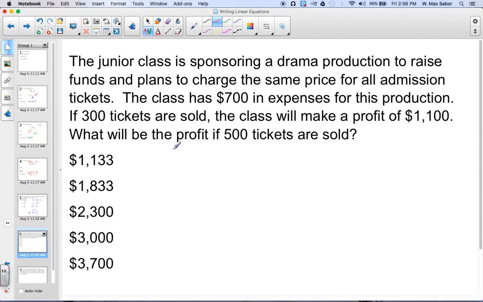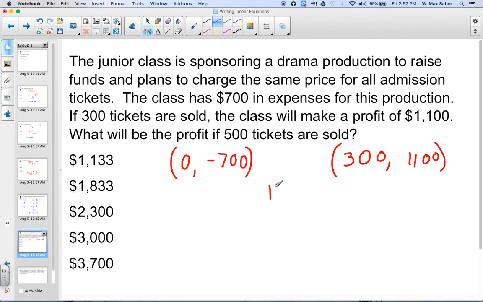One is the number of expenses. We can see that if they sell no tickets, then they're going to owe $700. So that's the same thing as 0, negative 700. And if we have 300 tickets, then that will earn a total profit of 1,100. Now we can do the exact same thing that we did before, but we can just use negative 700 as our y-intercept.